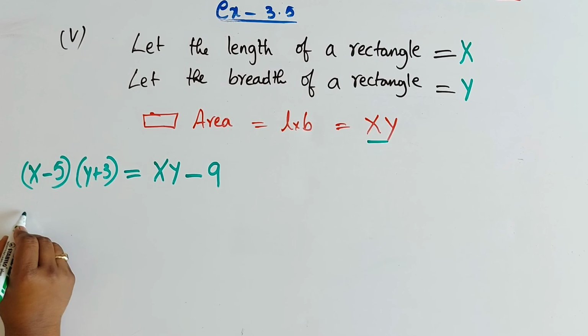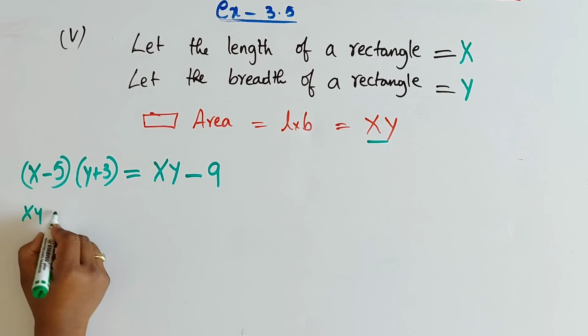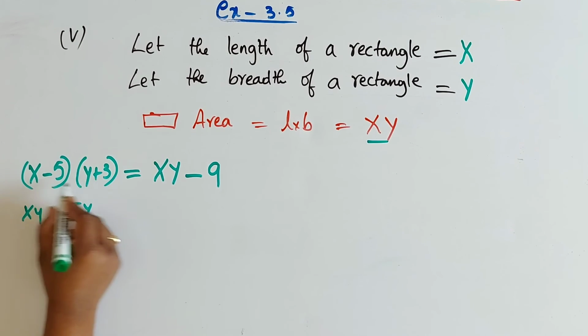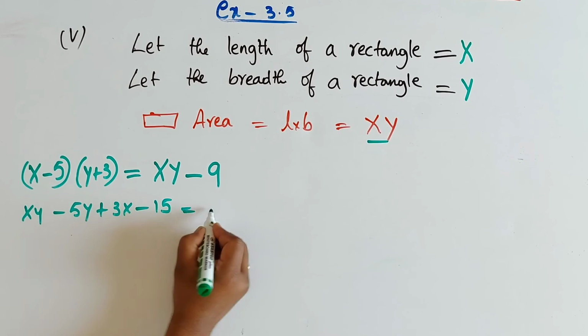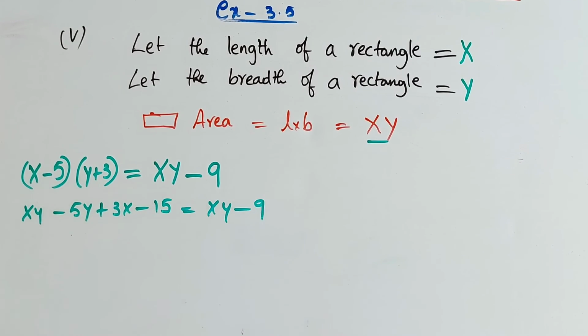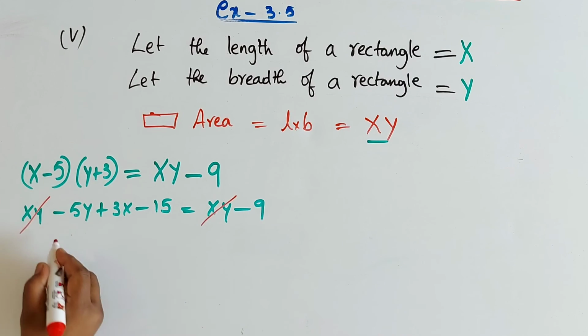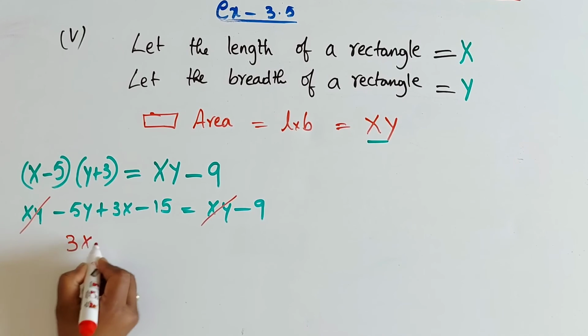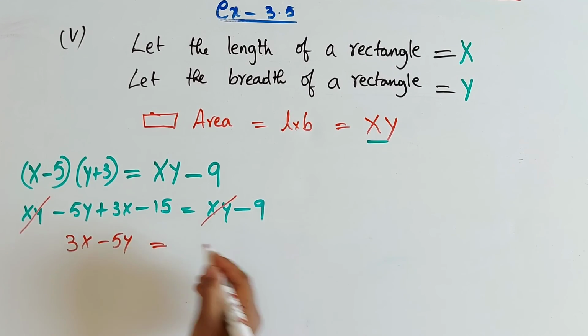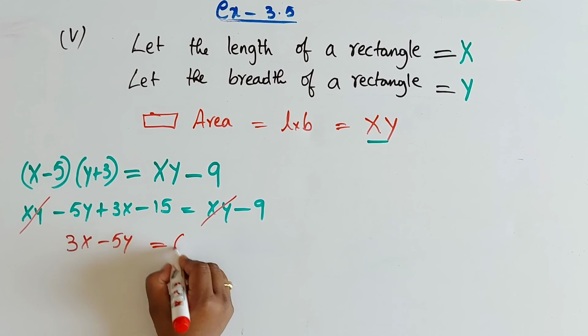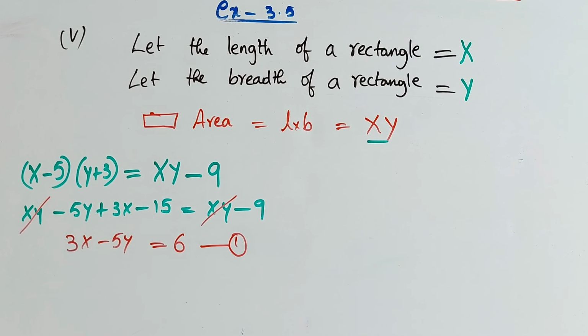Let us solve this one. X into y, xy; y into minus 5, minus 5y; now x with 3, plus 3x; minus 15 equals xy minus 9, children. Here also xy and here also xy, we can cancel this one. Now this will be 3x minus 5y equals minus 15 will go right hand side, plus 15 minus 9, it is 6. This is the first equation. Correct, children? Now what is the second statement?